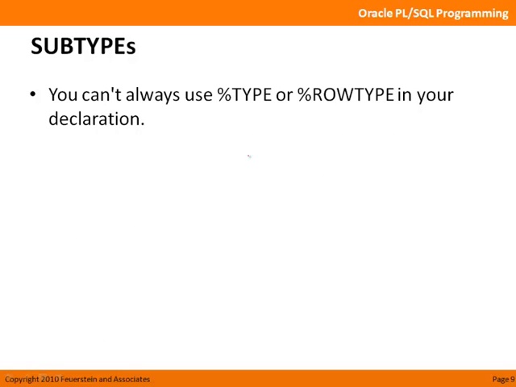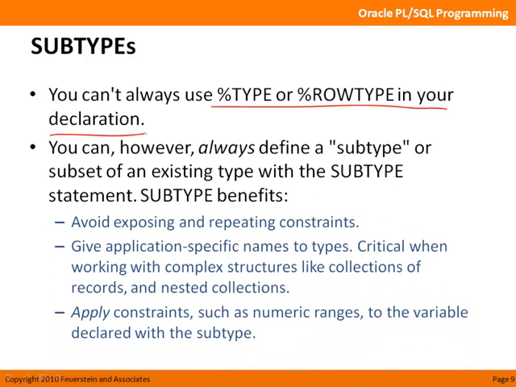The bottom line is you can't always use %TYPE and %ROWTYPE in your declarations. You can't always find something in the database to anchor against. Sometimes you've got derived values. Sometimes you have application-specific types. And in these cases, what you can always do is define a subtype, which means a subset of an existing type or base data type, using the SUBTYPE statement.